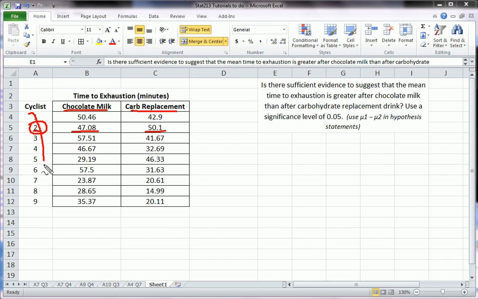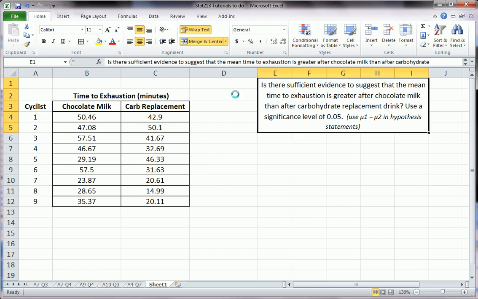And so we have 9 cyclists. Each of them went through both of these kinds of tests, and we've recorded the data. And that's why this is paired, because these two observations are connected in a meaningful way to this cyclist. Okay, cyclist 1, for example. All right, so we have 9 observations in total here.